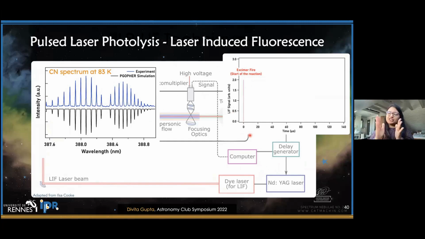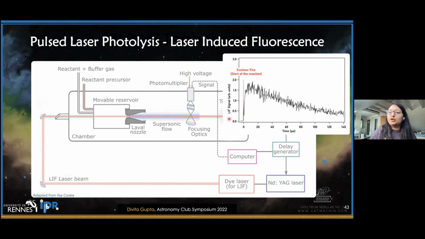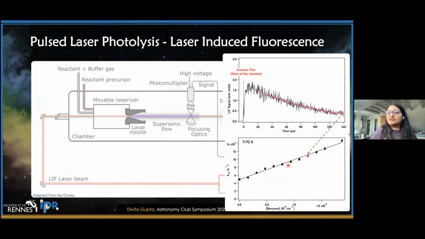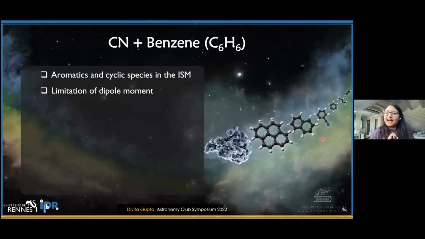And then as you change the timing between when you're firing the excimer laser versus when you're firing your dye laser, which is used to start the fluorescence, you can actually have a complete handle over time. And you can actually see the CN radical decreasing in signal over time. This can be fit to an exponential, and this is done for different densities of the reactant, and that's how you can get your kinetics for a temperature, which is then repeated, like I said, for different nozzles, because each nozzle is particularly designed for a single temperature. Perfect, we have all we need.